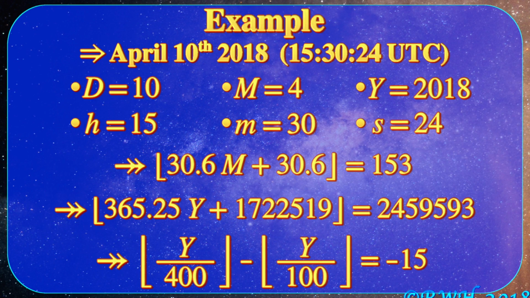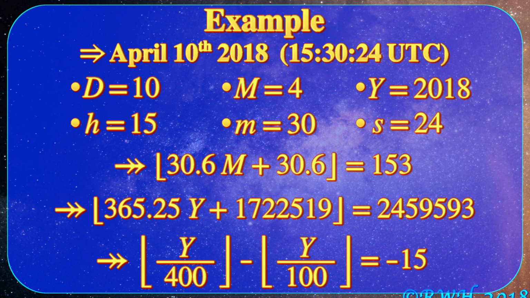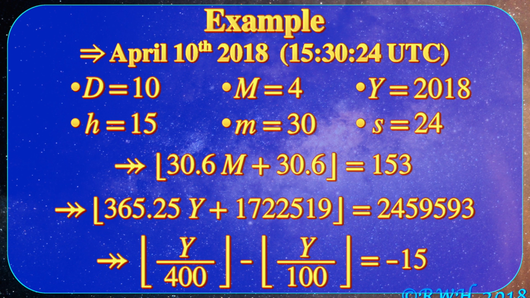For our example of Julian date calculation, we will use the previously used date of April 10th, 2018 at 15 hours, 30 minutes, and 24 seconds UTC. Using this date and time, we will define the variables to be used. D is equal to 10, M equals 4, Y equals 2018, H equals 15, M equals 30, and S equals 24. The first term in the equation concerning the month variable equals 153.